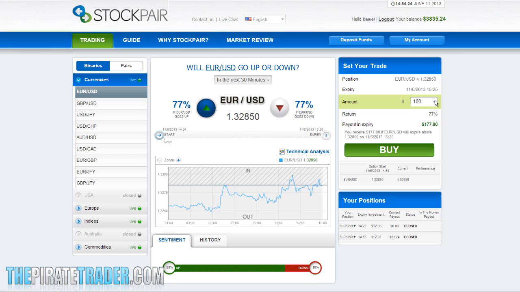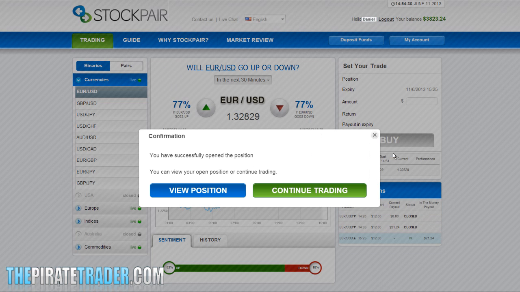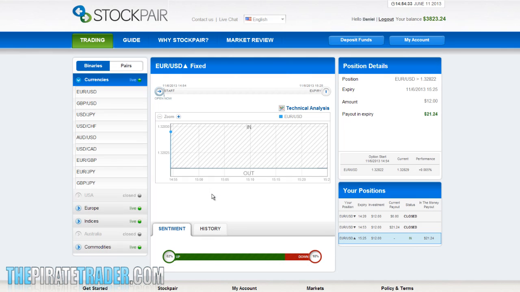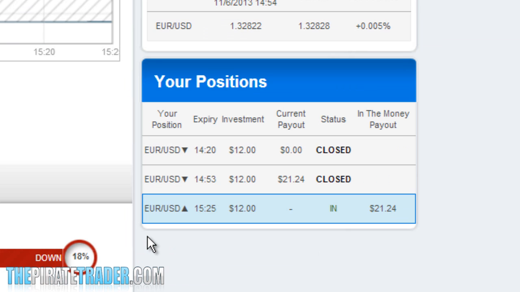Enter an amount of $12 and click Buy. Let's hit the View Position button, and we're on. Again, down here you can see all the information regarding your current trade. Now, if I win this trade, I'll simply go back to step 1 and 2 again, and continue making these small $9.24 profits.